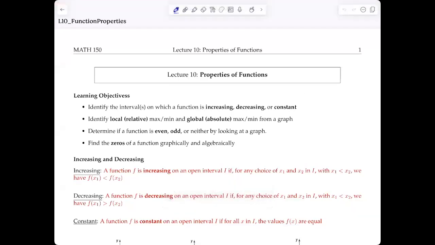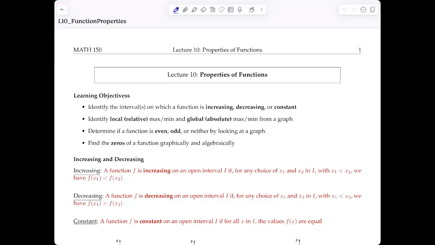So we talk more about the properties of function, including finding the interval on which the function is increasing, decreasing, or constant. We talk about how to identify the maximum and minimum values of functions, including local maximum and global maximum, local minimum and global minimum. We will look into the properties on how to define functions to be even or odd functions.